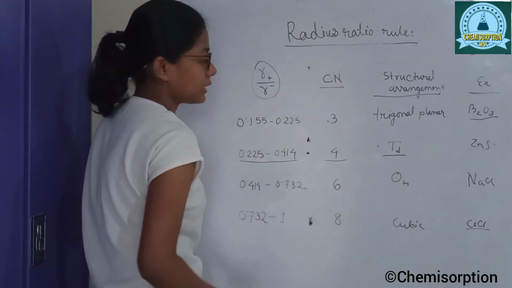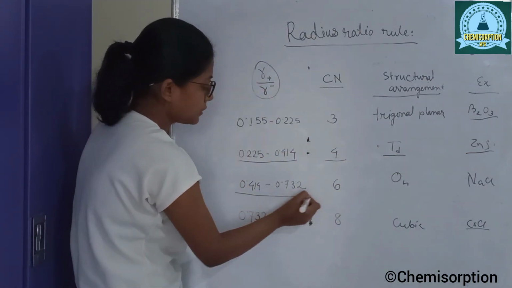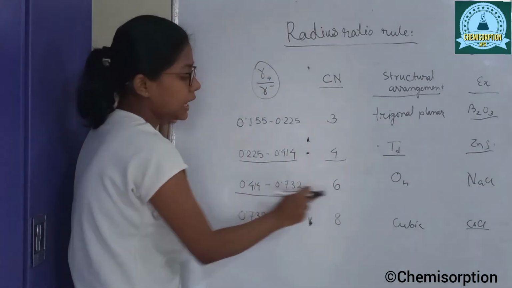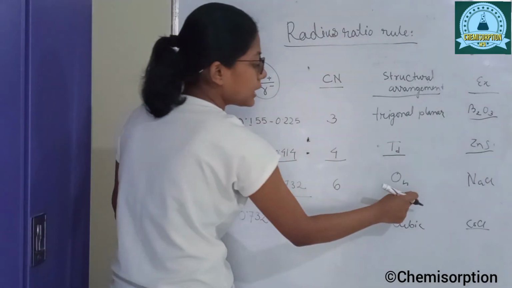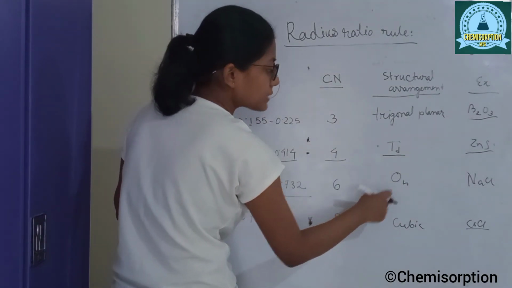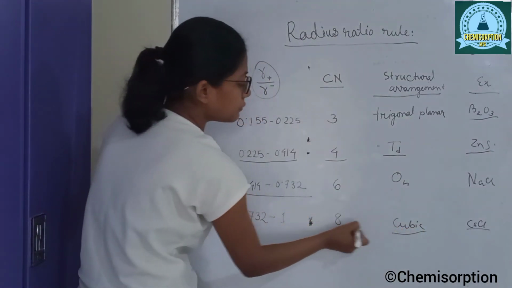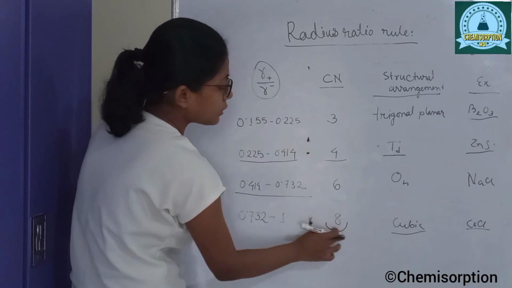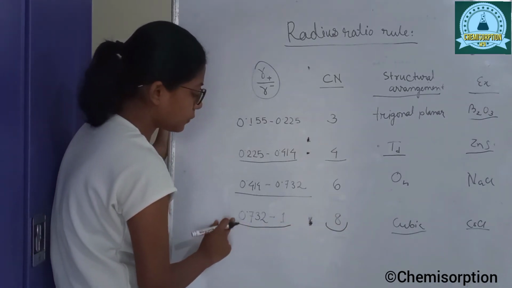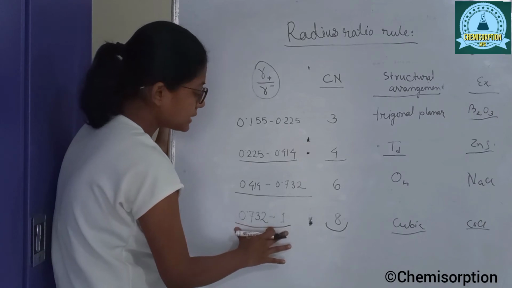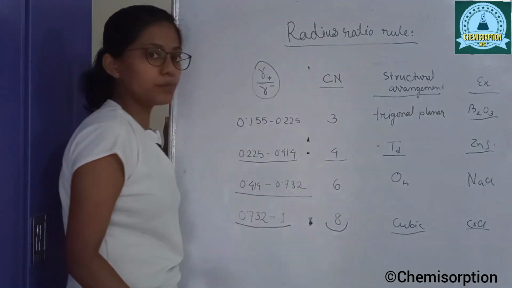If the radius ratio lies between 0.225 to 0.414, then coordination number is 4, structure is tetrahedral. Example ZnS. Similarly, if it lies between 0.414 and 0.732, coordination number would be 6 and it will be octahedral structure. Example is sodium chloride. Similarly, for cubic we will find that coordination number is 8, and in this case the radius ratio will lie between 0.732 to 1. An example is cesium chloride.